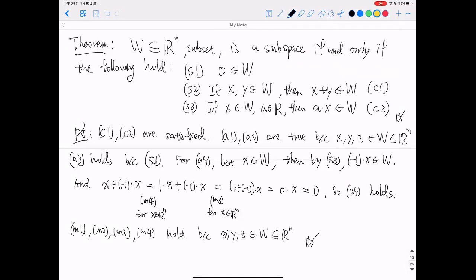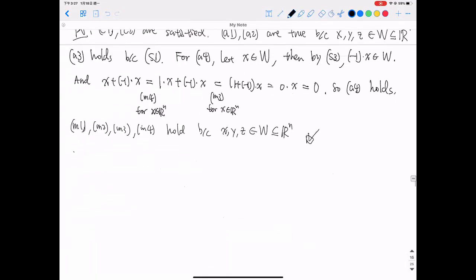So now let's check some examples just to see how this theorem can be applied. Again, to apply this theorem, once you have a subset W, you just have to check these three properties or these three requirements. Okay. And now let's see. Let's pick some examples.